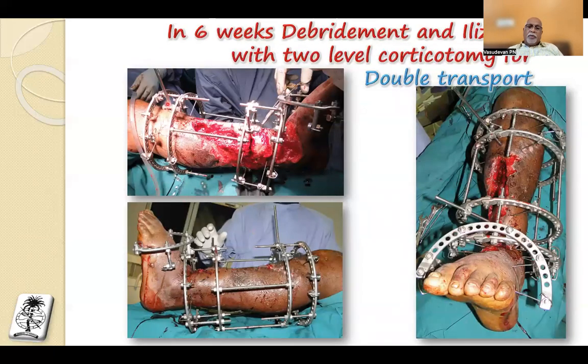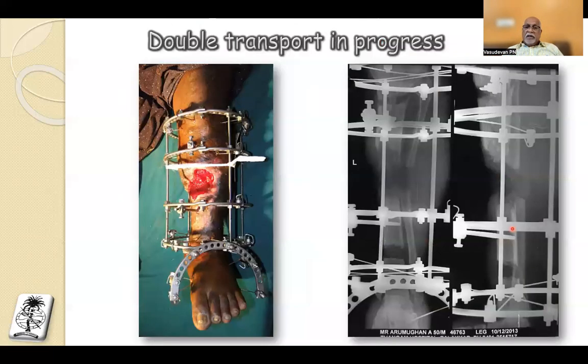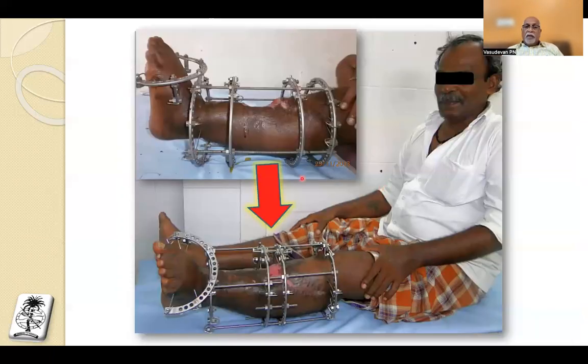Now I did one corticotomy on the top, another corticotomy here, and tried to transport the middle fragment. Initially here you can see all separate rods. Here again you can see the separate rods converted into full length rods, so that this fragment runs on this rod downwards. This fragment runs up along this rod, and finally they go together, meet together at this point. So that gap has got reduced to this much.